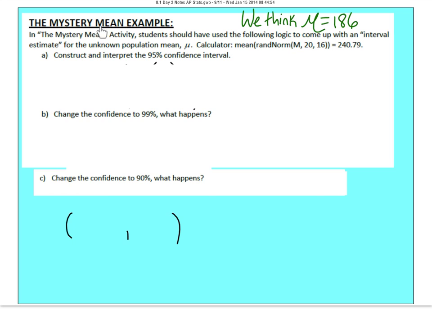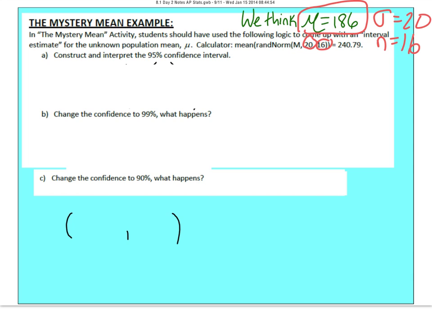Now, we didn't do that mystery mean example, but we're going to talk about it a little bit. In the mystery number that the teacher was thinking of and had written down on her paper on her desk, if we thought the true mean was the number 186, then we can use this given information too. So the mean of the population we think is 186. I will tell you here that the 20 is the standard deviation of the population, and the 16 stands for the sample size that was taken.